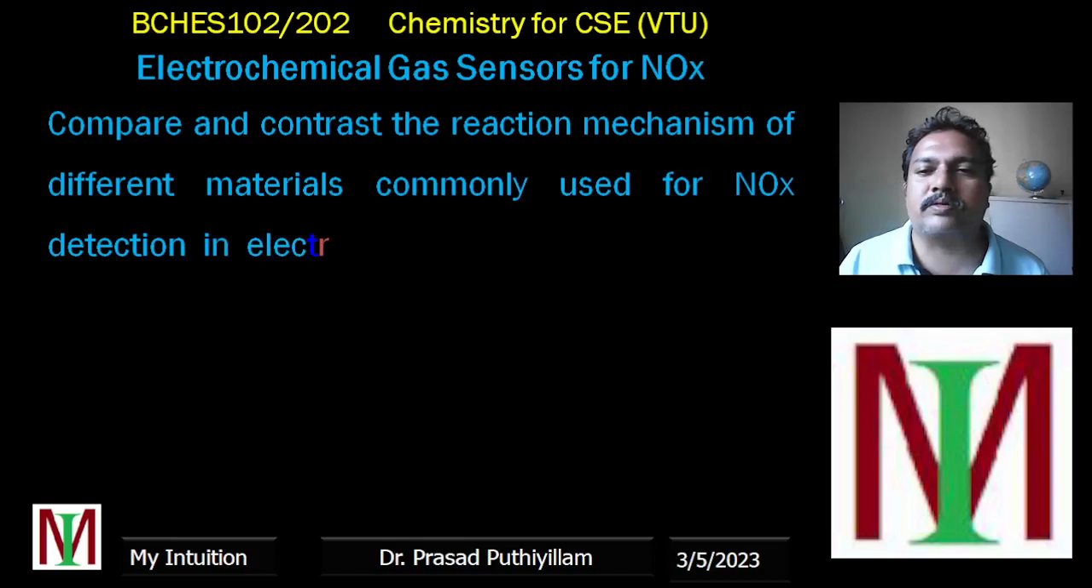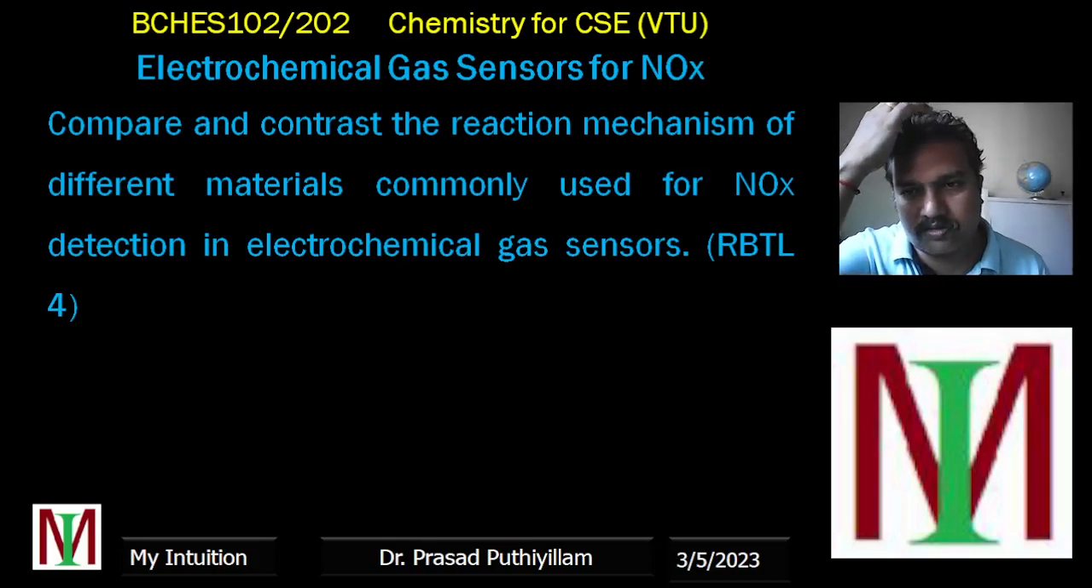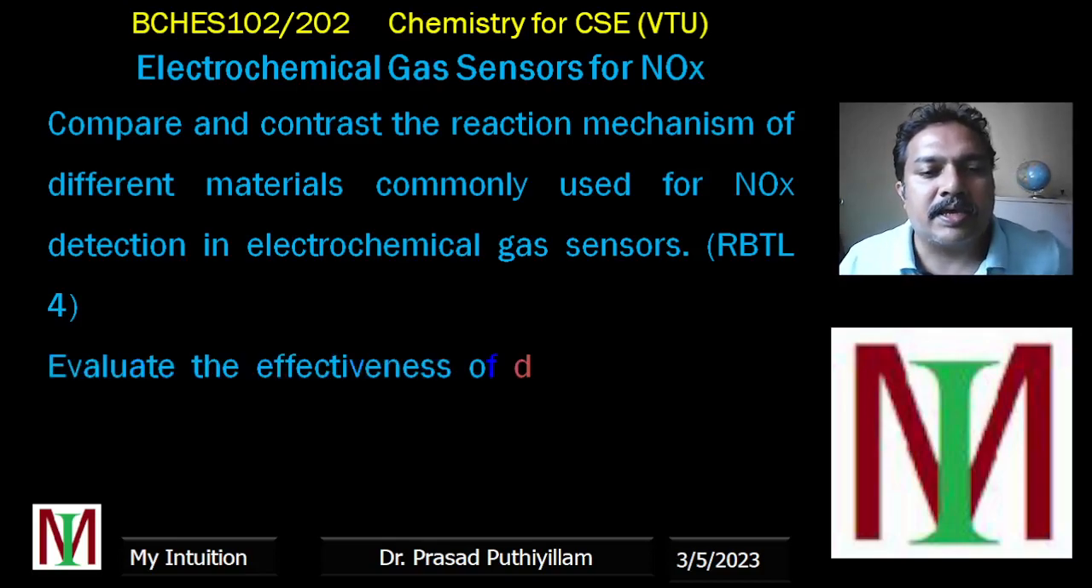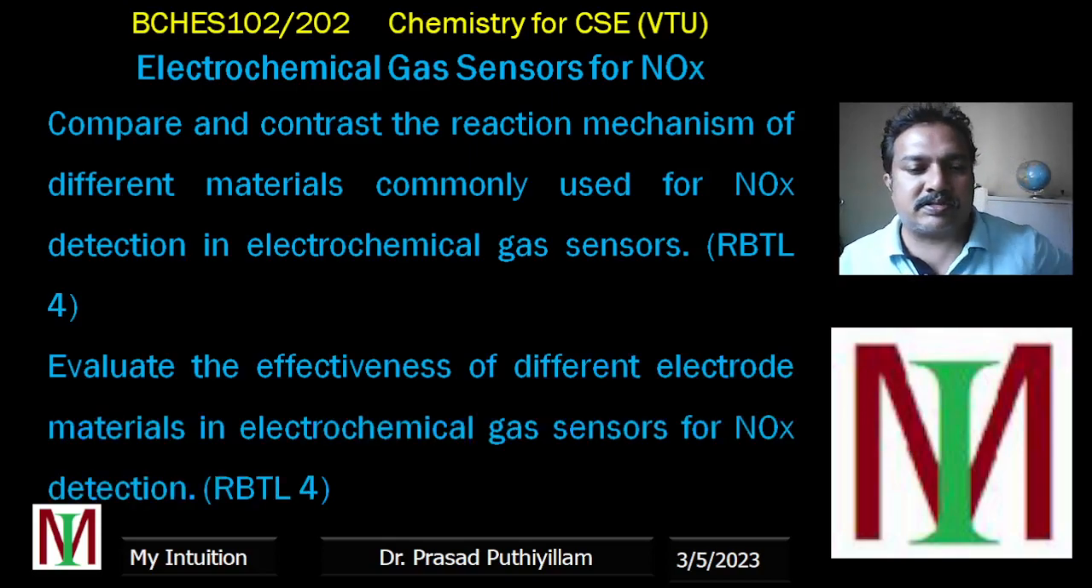Some of the important questions. Taking only the level 4 questions so that it will be useful for the students in the future. Anyhow, the topics will cover the general basic information as well as a little bit of high-end information on this YouTube channel. First question: compare and contrast the reaction mechanism of different materials commonly used for oxides of nitrogen detection in electrochemical gas sensors. Evaluate the effectiveness of different electrode materials in electrochemical gas sensor for oxides of nitrogen detection.